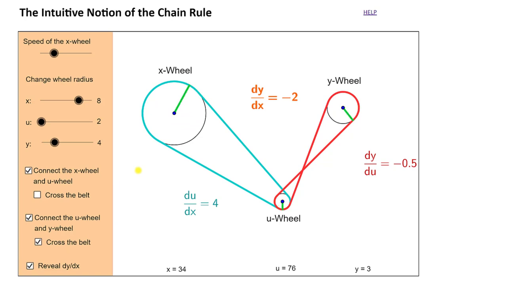It is -2. Can you see as the x goes around once, y goes around twice in the opposite direction? And it seems reasonable in this physical setup that the product is appropriate. So x drives u, going 4 times as fast. U drives the y, going half as fast in the opposite direction. And so the product of those two, 4 times -1/2, is -2. So this is an intuitive justification for this chain rule.